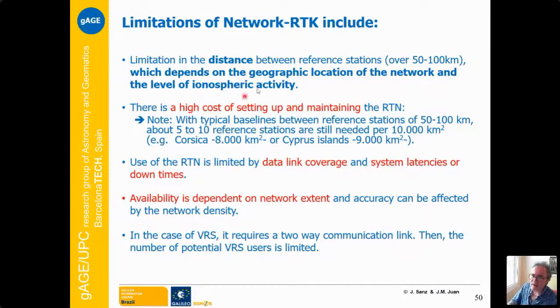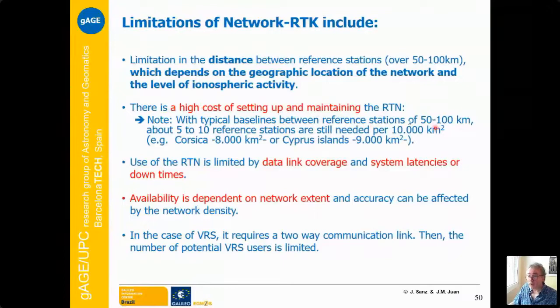Again, this can allow us to extend the baseline from 10-20 to 50 to 100 kilometers, which is a lot. We can extend the baseline from 15 to 100. It depends on the geographic location and the level of the ionospheric activity. But still, there is a limitation, because 100 kilometers is not 1,000. It's not too much. There is a limitation.